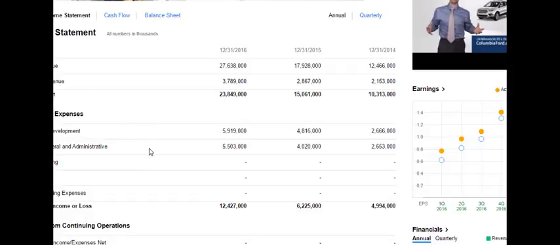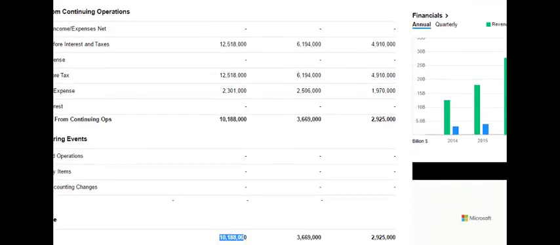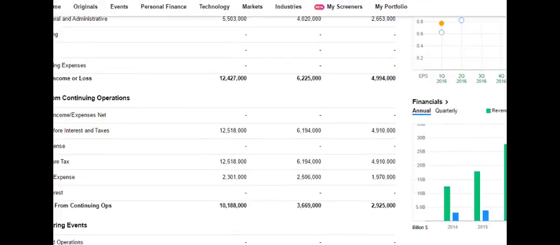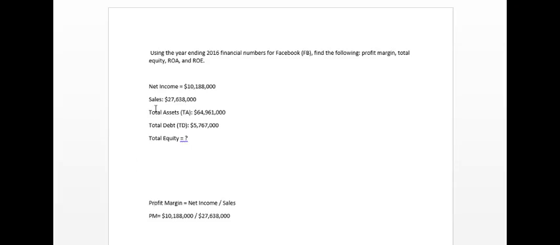So the net income is all the way down at the bottom, 10,188,000. You can see it right where my mouse is, right in here, net income. What I did is I took this number and I put it back on the sheet. And then our sales number, or our revenue number, is 27,638,000. This is our total revenue. We're going to use that number for our calculation as well. So let's go back to our sheet. We have our sales or revenue of 27,638,000 and net income of 10,188,000.